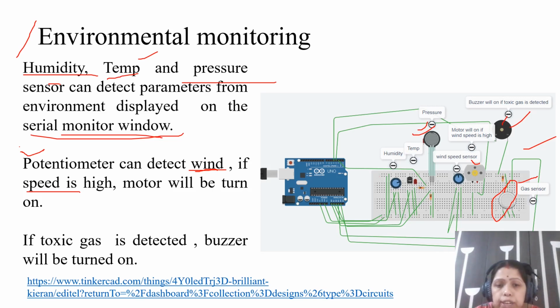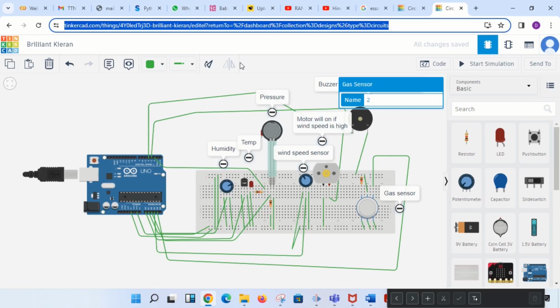So now I will open the Tinkercad platform, where I will show the instruction of the code and the program. Here I open the Tinkercad platform for the weather monitoring system, where I have designed the weather monitoring system. I have already discussed what components are required for building the IoT-based weather monitoring system. So this potentiometer is for humidity.